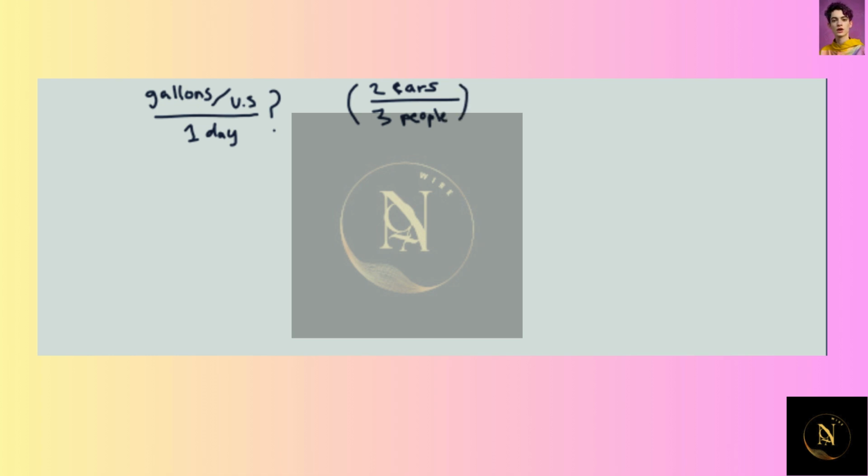Okay, and for the quantities for the car, there's 10,000 miles. They're driven 10,000 miles per 1 year. And then the average car gets about 20 miles to the gallon.